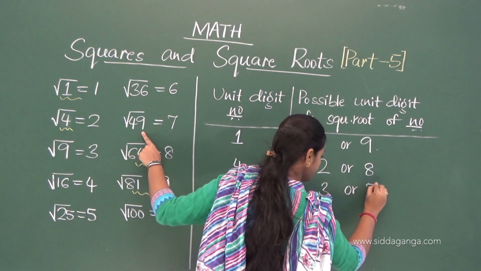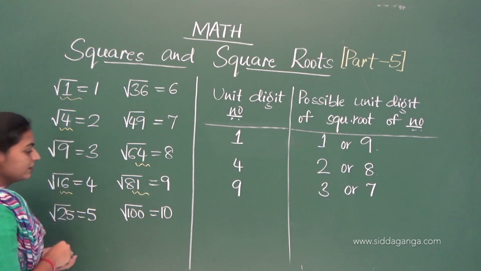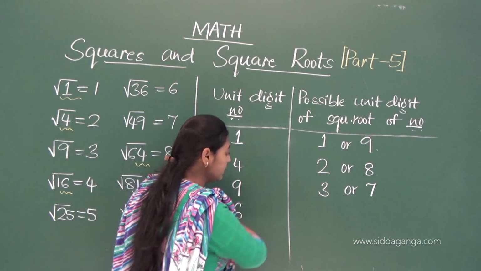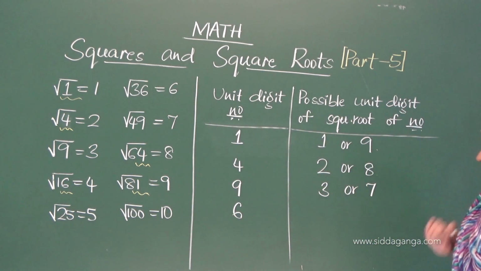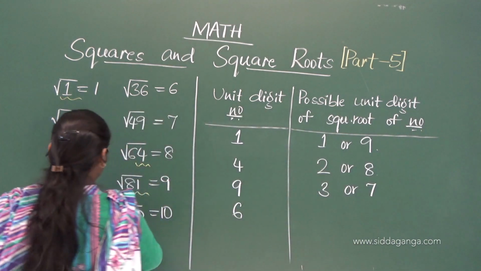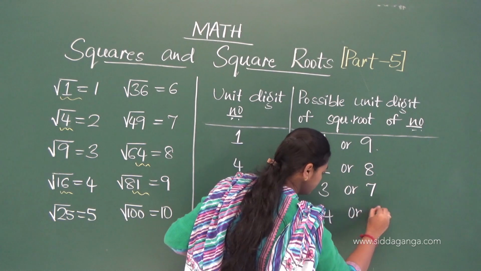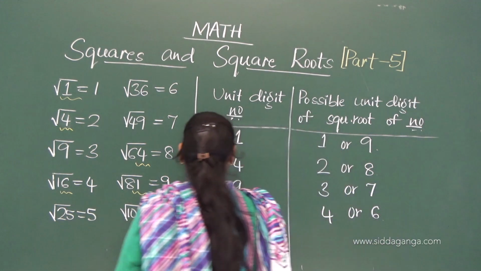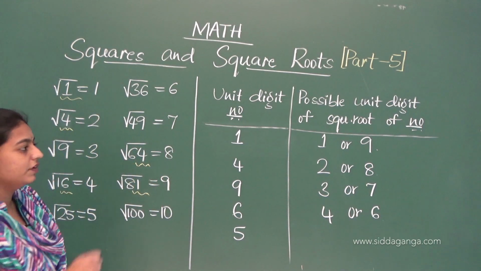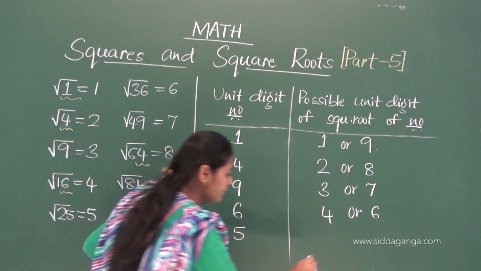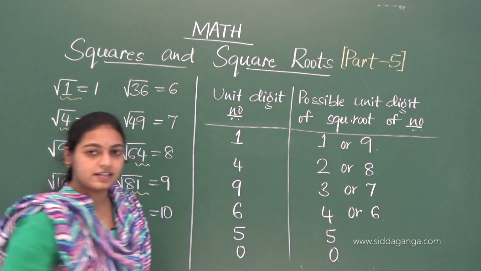Likewise, if 6 is in the units place, then the possible unit digit of the square root of a number may be 4 or 6. If 5 is in the units place, then the possible unit digit of the square root of a number is 5. If it is 0, then it is 0.